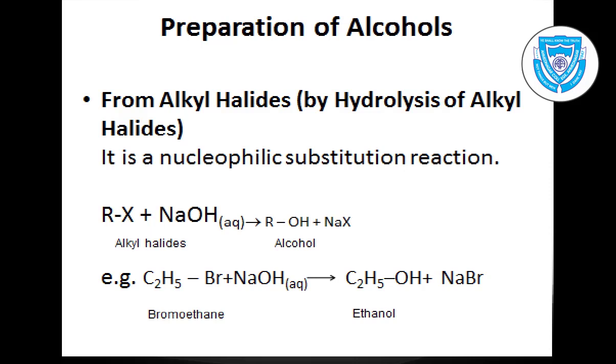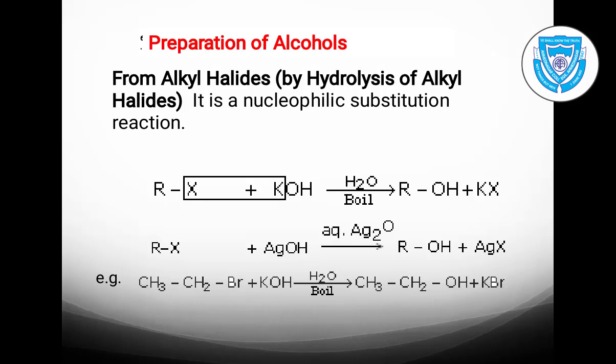Same way, instead of NaOH, we can also use KOH or AgOH. We will see it in the next slide. With KOH also, the reaction is the same. K and X would be given out and the OH will attach over here. In this way, you can get alcohol as the product. You can do it with AgOH also. One example is given over here.